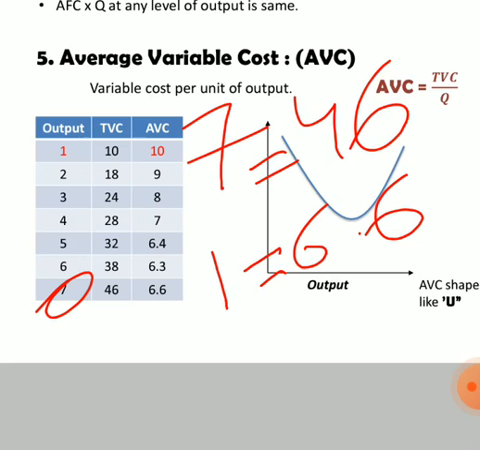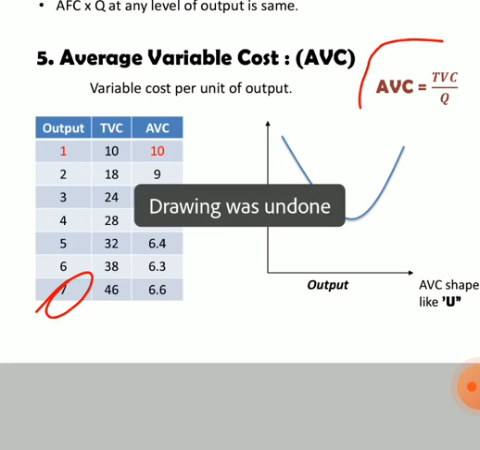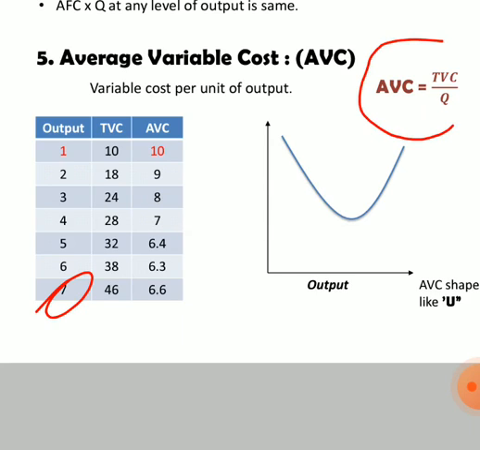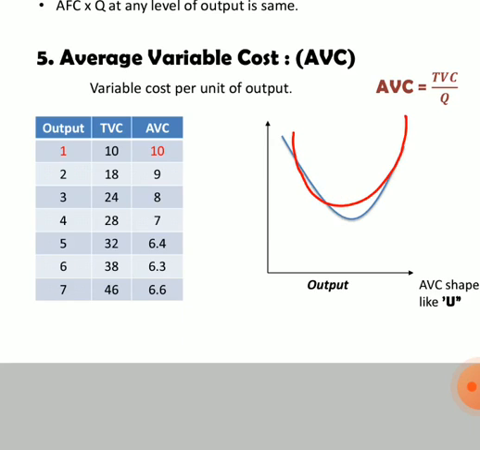So what will be the definition here? The variable cost per unit of output. But the definition is not important here. The important things are the shape of the diagram and the formula. The formula is TVC divided by Q, total variable cost divided by output or quantity, and you will get the average. And what is the shape? The shape is U shape. What is the shape of average variable cost? It is U shaped. This might come in your exam for 1 mark.